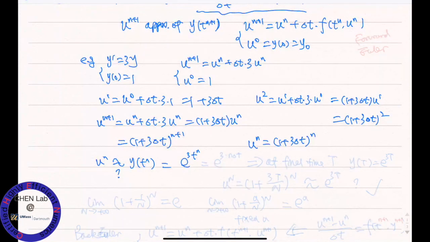And what is tn? It's e to the 3 n delta t. tn is n times delta t. That's when I first divided the interval. I will talk about it.